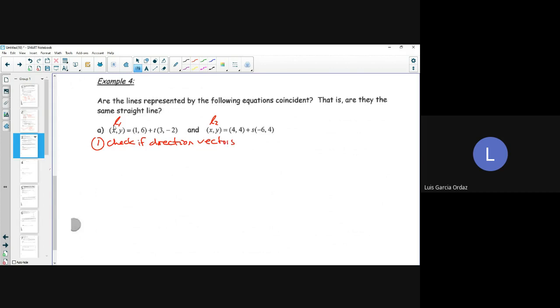From last unit, how do we check if vectors are parallel to each other? How do we check if vectors are parallel to each other? It's a scalar multiple of another. Starts with an S, ends in an R.